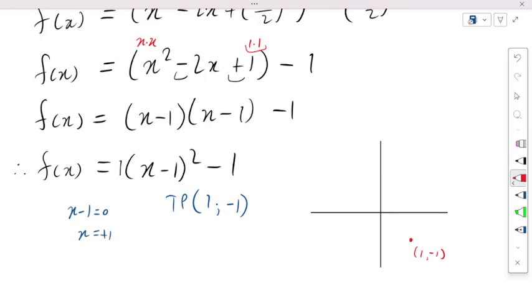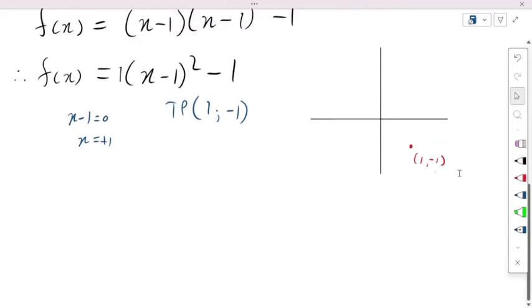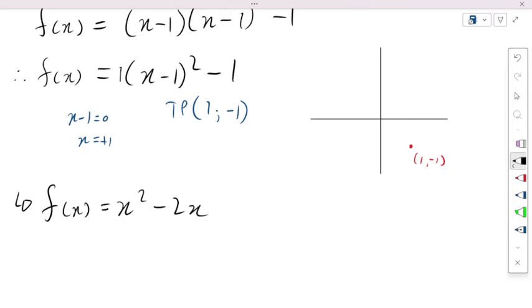And how do we find the intercepts? Well, we just have to take the function and factorize it. It's easily factorizable. So let's do the following. F of x equals x squared minus 2x, and we can just take out x as a common factor, such that x into x minus 2.